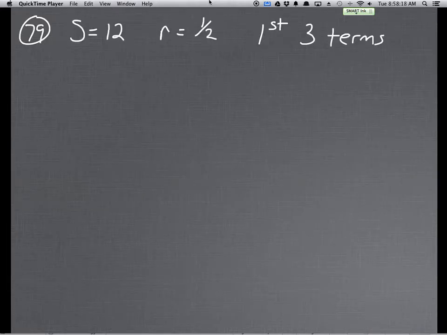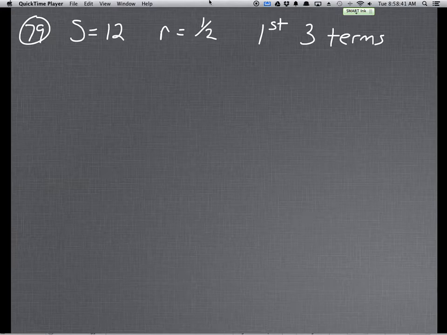This is number 75 or 79. They tell me my sum is 12, my r is 1/2, and they want the first three terms of the infinite geometric series. So we're dealing with an infinite geometric series. They want me to find the first three terms. So in order to find the first three terms, what do I have to find first? The first term, a sub 1. I've got to find the first term.